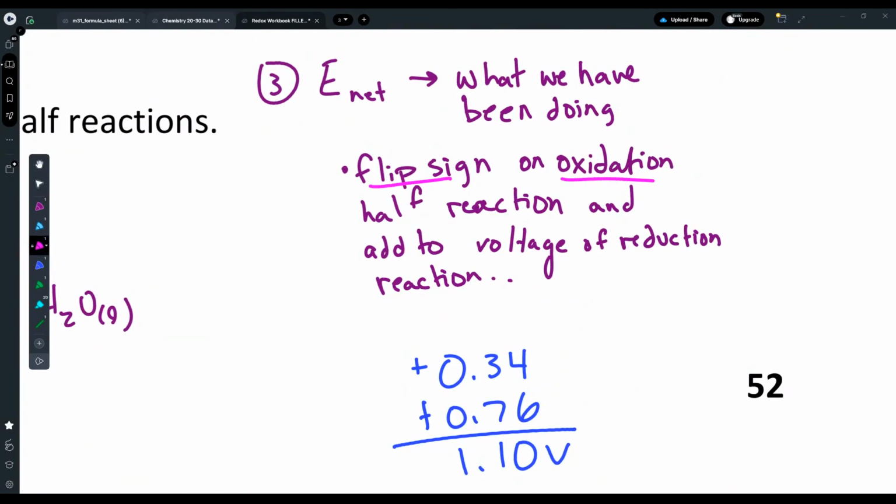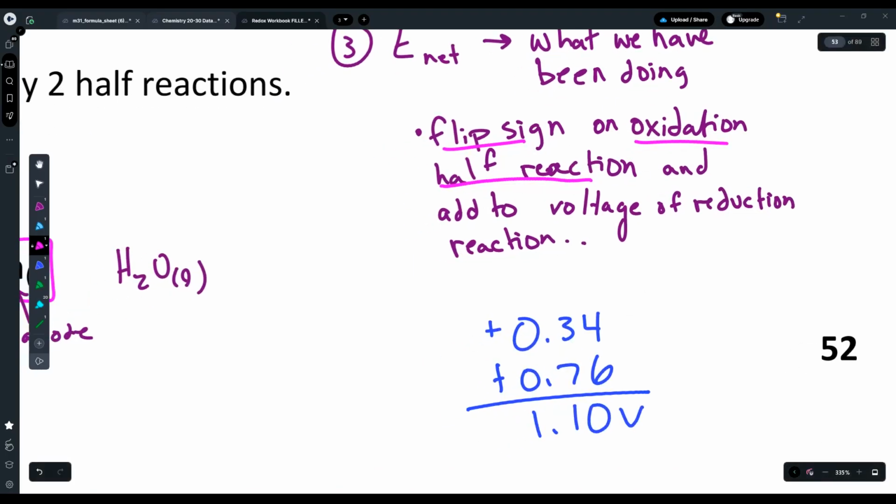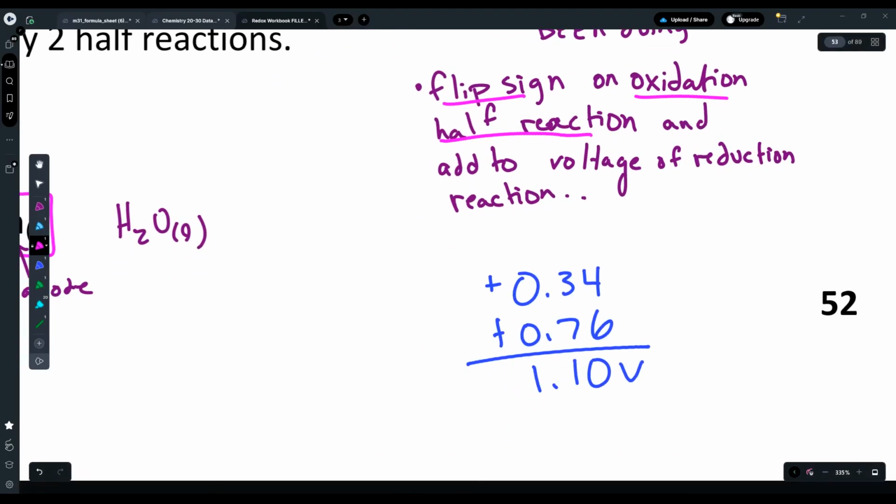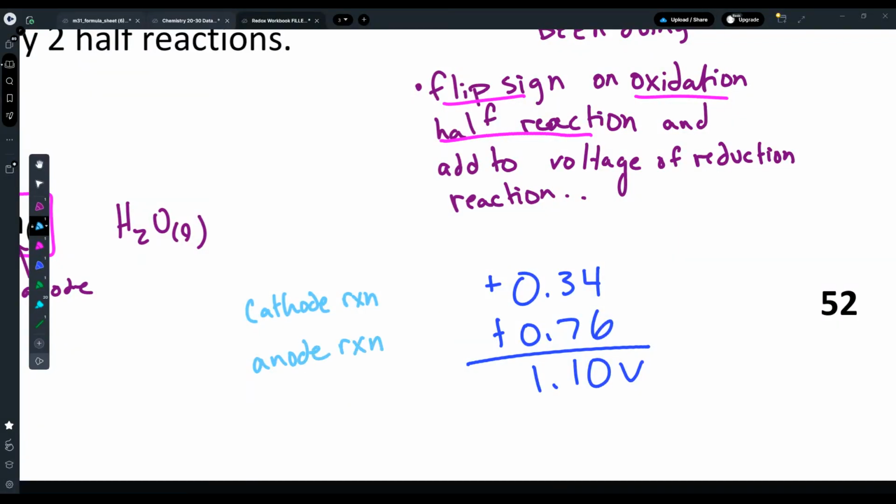So super important that you're flipping the sign on the oxidation half reaction if you are going with method or option number 3 here. Okay, so just to write this out, this belonged to the cathode reaction. This belonged to the anode reaction, or the reaction happening at the anode.